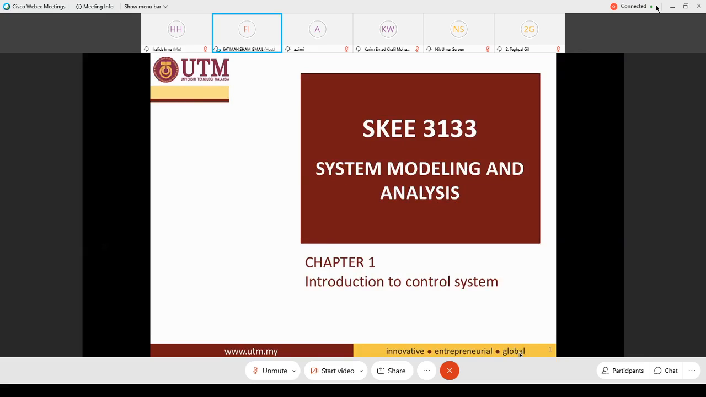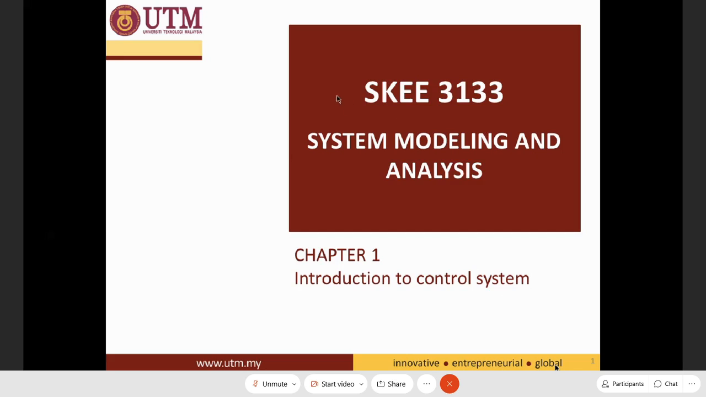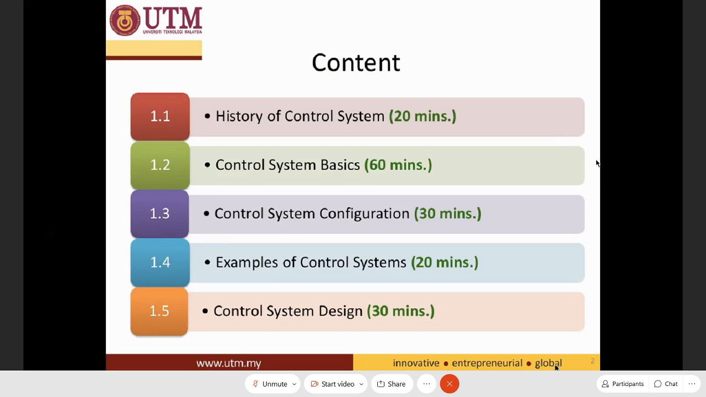What is actually system modeling and analysis? So maybe this is not a very high level control content, but this is a basic knowledge for control system. Very basic, in case you don't have the basic knowledge before.